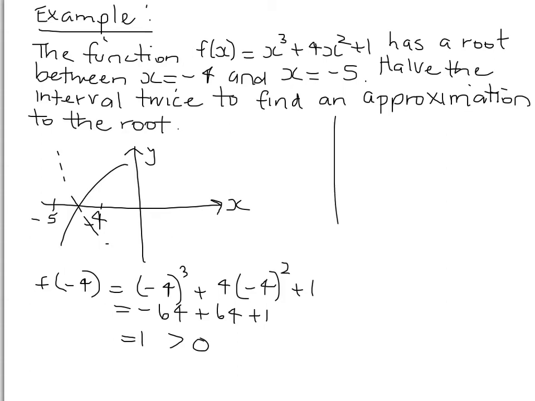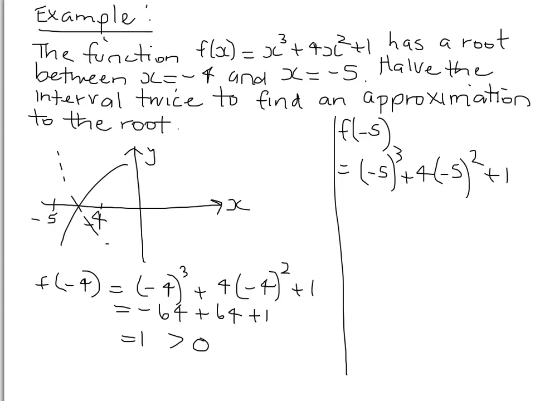Okay? And if we just do f of minus 5 here, it's minus 5 all cubed plus 4 times minus 5 all squared plus 1. So it's minus 125 plus 100, so 25 times 4, plus 1.